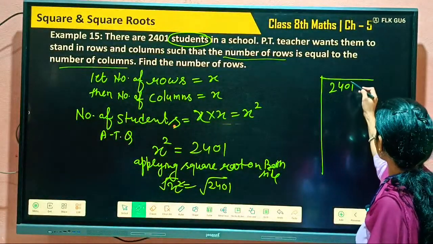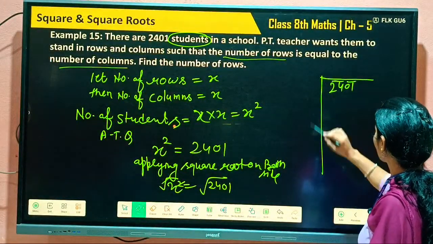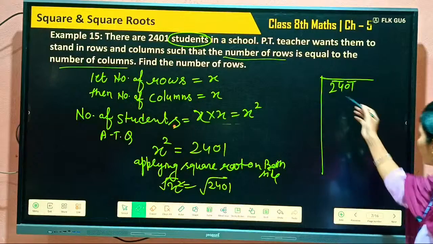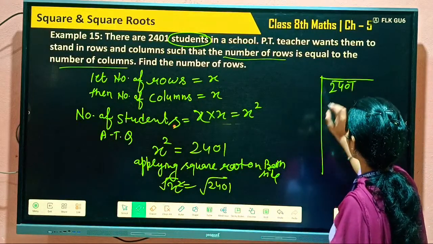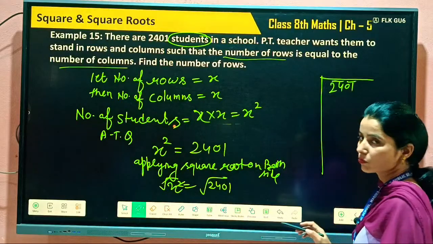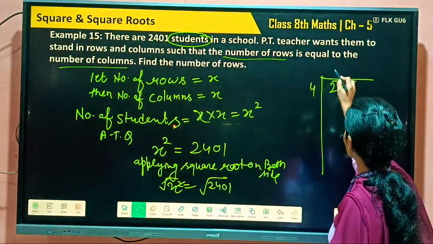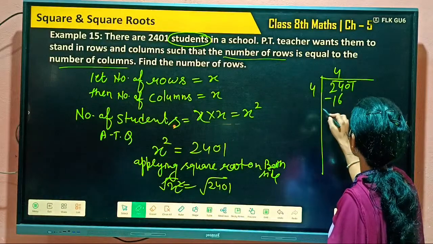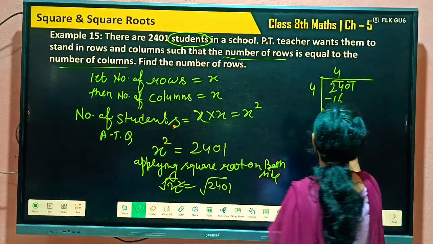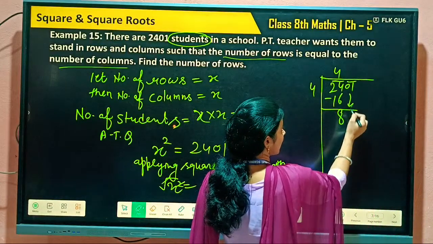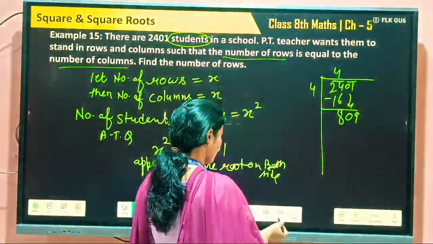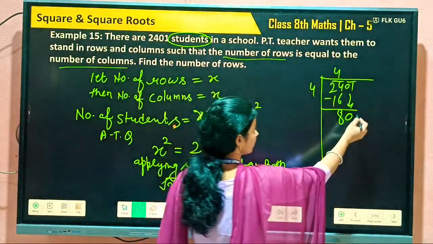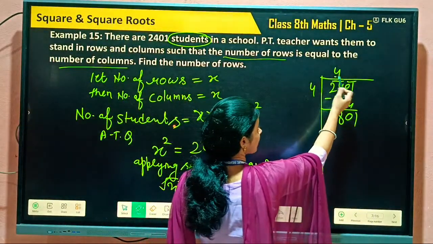So start pairing, one pair, then the next pair. We need to think of one number whose square is less than or equal to 24. 4 fours are 16, 5 fives are 25. 25 is more than 24. So it will be 4 fours are 16. 24 minus 16 is 8. Then carry down the next pair, 01. 801.